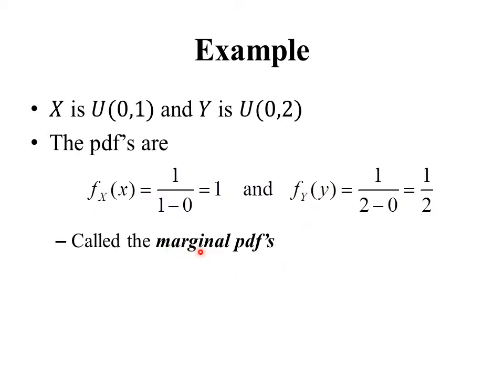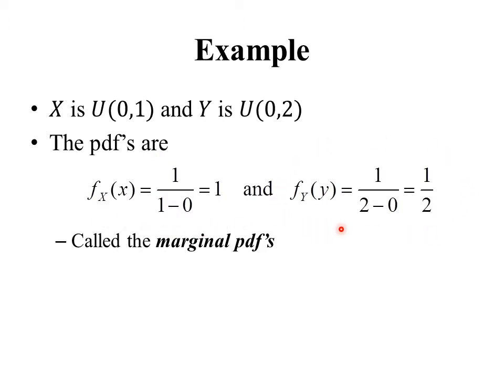Now, in the context of a situation where we have two random variables, these PDFs are called the marginal PDFs. Now, don't let that word marginal scare you. It's just a name that we use in a context where we have more than one random variable. So this marginal PDF of x is just a regular PDF that we could use to calculate probabilities.